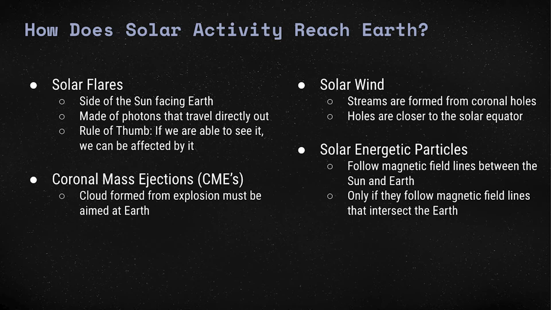For solar energetic particles, when these are released, they follow magnetic field lines outwards into our solar system. So they actually only reach the Earth if the magnetic field line that it follows intersects the Earth.